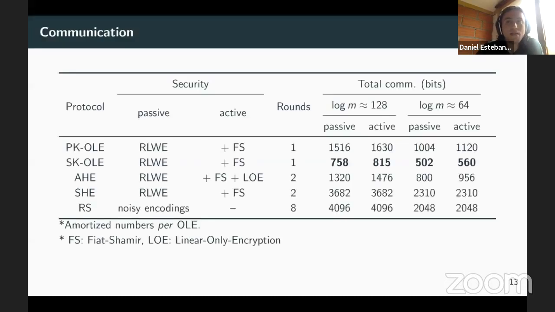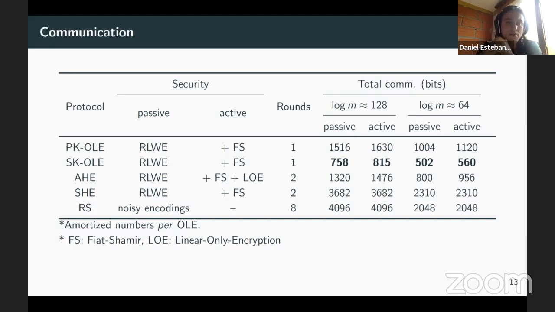So first, let me give you a few words about communication complexity. I have this big table that I want to help you digest. On the left side, we have several protocols. The first two are our protocols, the public key variant and the secret key variant. And the next three are additively homomorphic encryption-based protocols, where one party sends an additively homomorphic encryption of the input. The other party multiplies the value, adds a random value to it, and sends the result back to the first party so that the first party can decrypt.